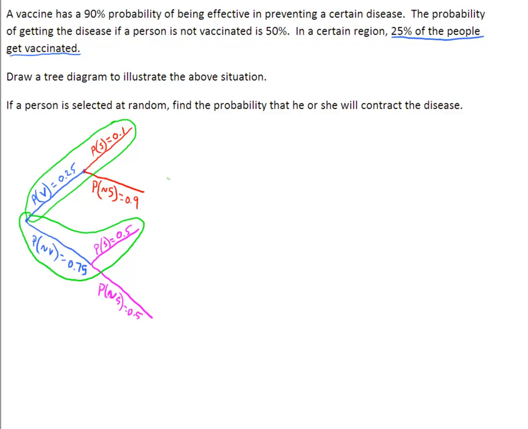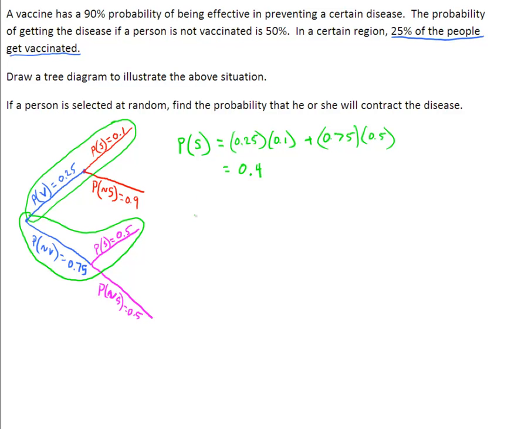Multiply along the branches, add coming down, and we find the probability of getting sick is 0.25 multiplied by 0.1, that's the top branch, plus 0.75, not vaccinated, and get sick is 0.5. We do that, and we find that we get 0.4. So the probability of getting sick is 40% for any person selected at random.